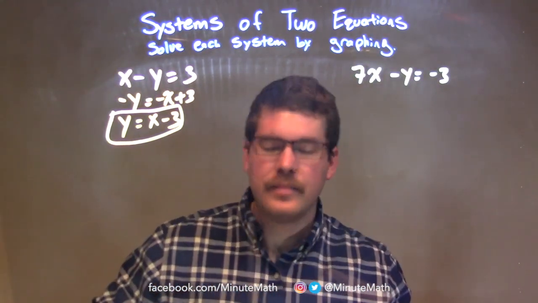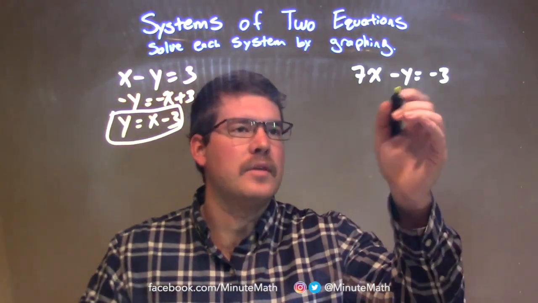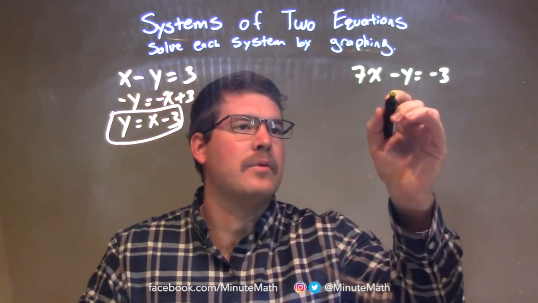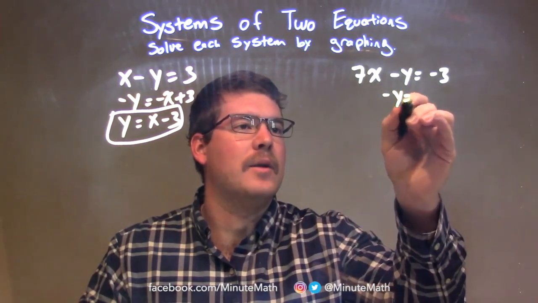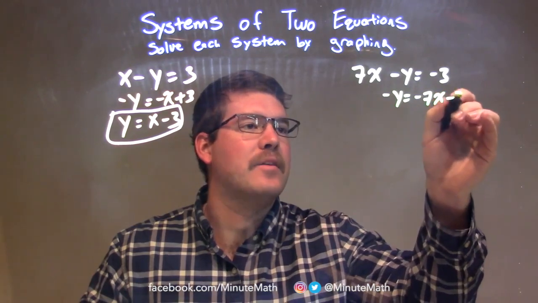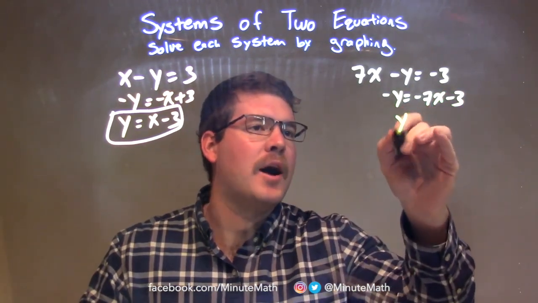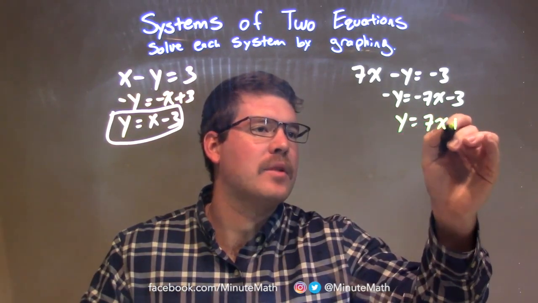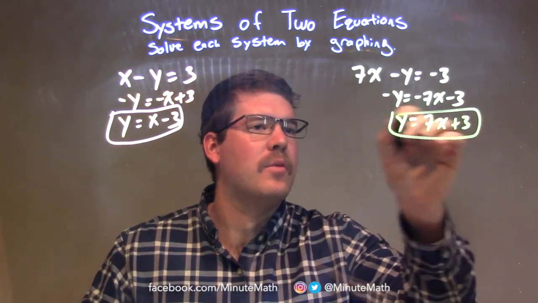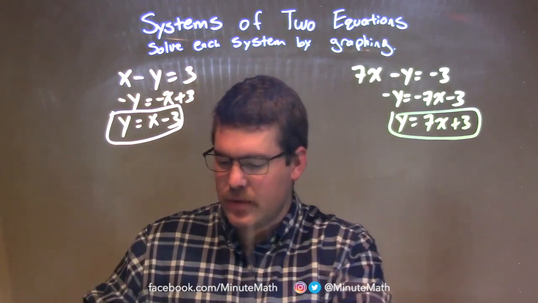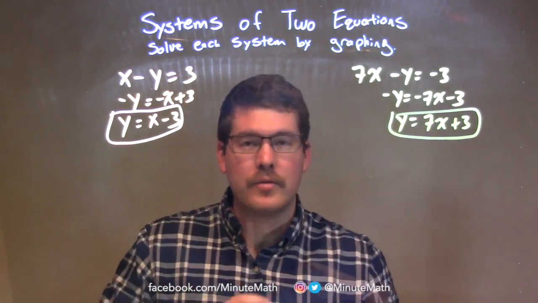The second equation, all right, so the same thing. Let's get y by itself. We subtract the 7x from both sides, which gives us a negative y equals a negative 7x minus 3. Divide both sides by negative 1, and we have y equals a positive 7x plus 3. So here are the two equations that we will be graphing. So let's go make our graph.